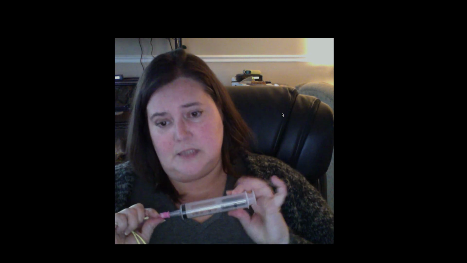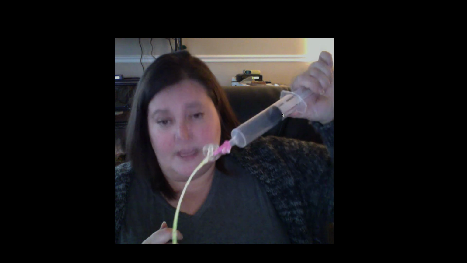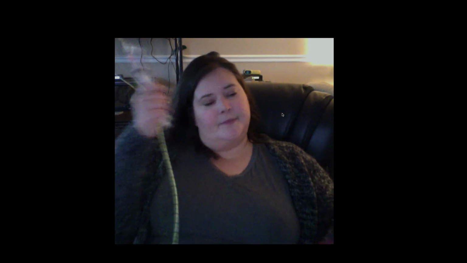is to pop a syringe in the end of your NG tube and pull back and make sure a little bit of stomach fluid comes up. If you pull it back and nothing comes up, you need to take the tube out and put it back in. That's an NG tube.